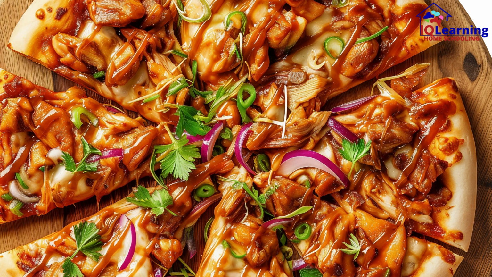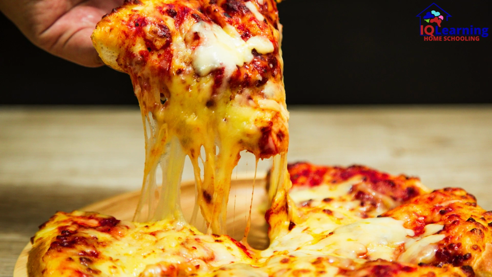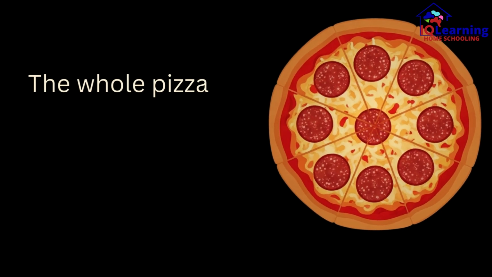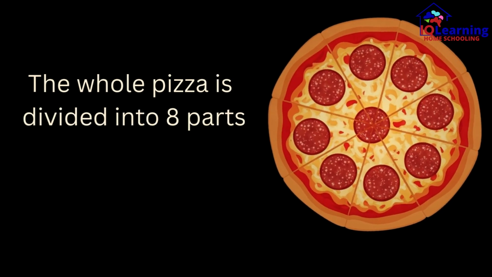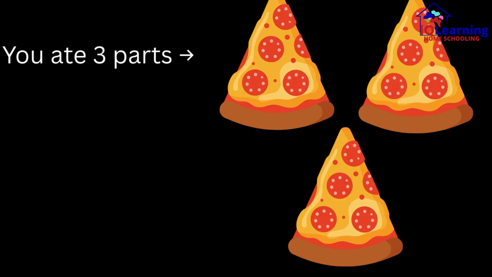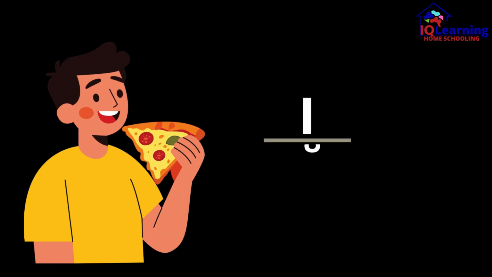Example 1. Pizza fractions. Let's look at an example. A pizza is cut into 8 equal slices. You eat 3 slices. The whole pizza is divided into 8 parts. That is, the denominator equals 8. You ate 3 parts, that is, the numerator equals 3. So you ate 3 of 8 parts, written as 3 over 8.